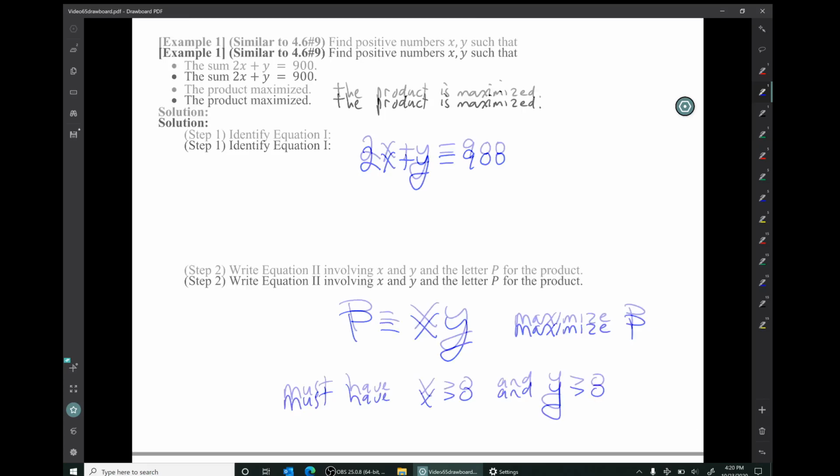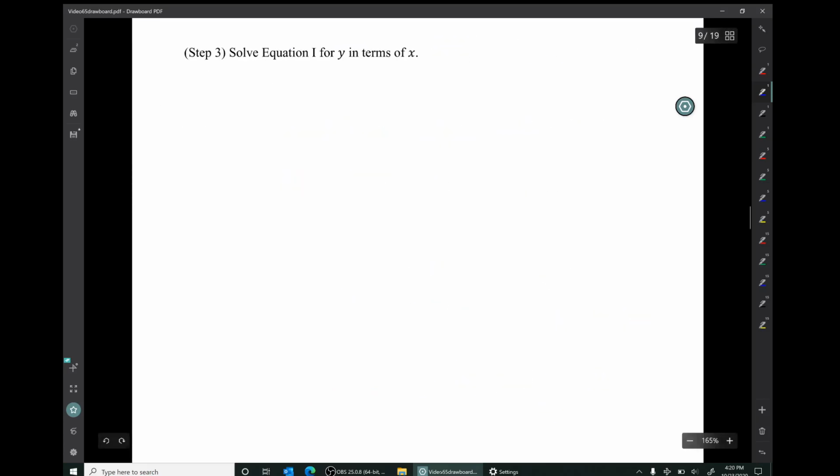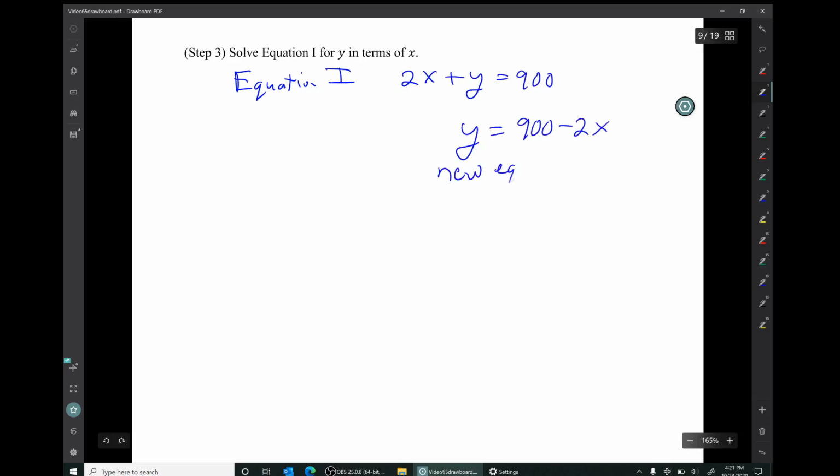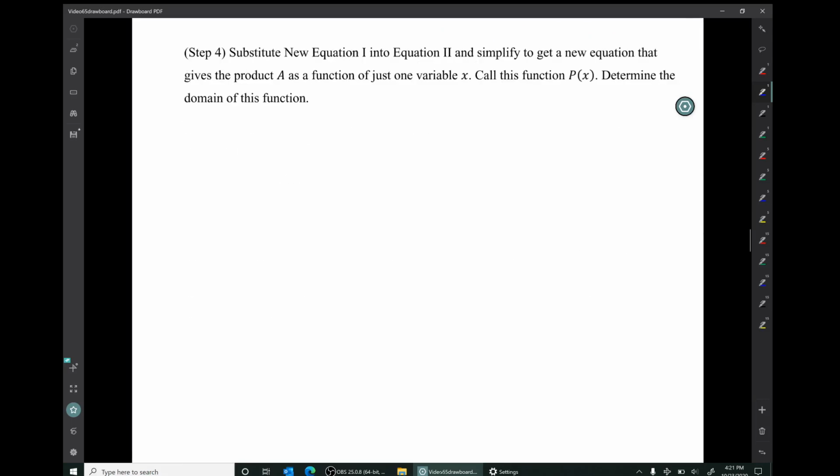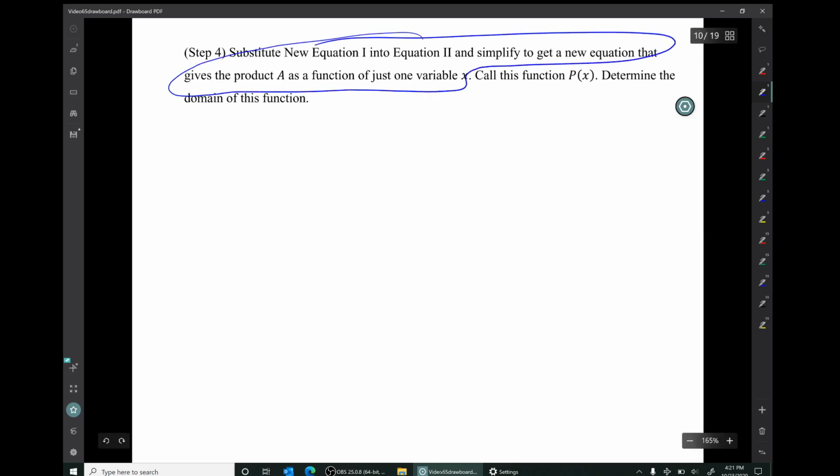All right, let's go on. Step 3 is to solve equation 1 for y in terms of x. So that's our new equation 1. Step 4 is to substitute that new equation 1 into equation 2 and simplify to get a new equation that gives the product, this should be the product capital P, as a function of just one variable x.